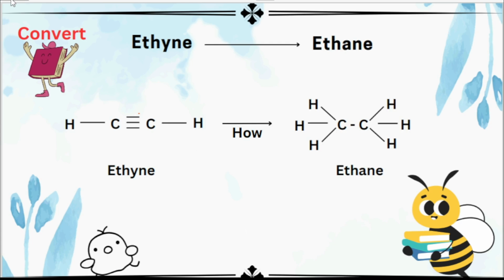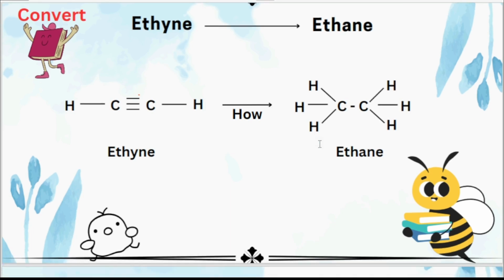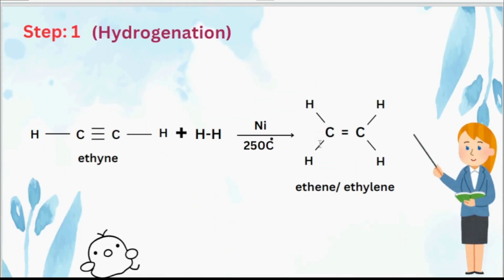Here an addition reaction takes place where ethyne in the first step is converted to ethene with hydrogen in the presence of a metal catalyst, that is nickel, at 250 degrees centigrade. Here the reaction takes place at 250 degrees centigrade, and if we wish to carry out the reaction at room temperature, then we have to choose a more costly palladium catalyst.